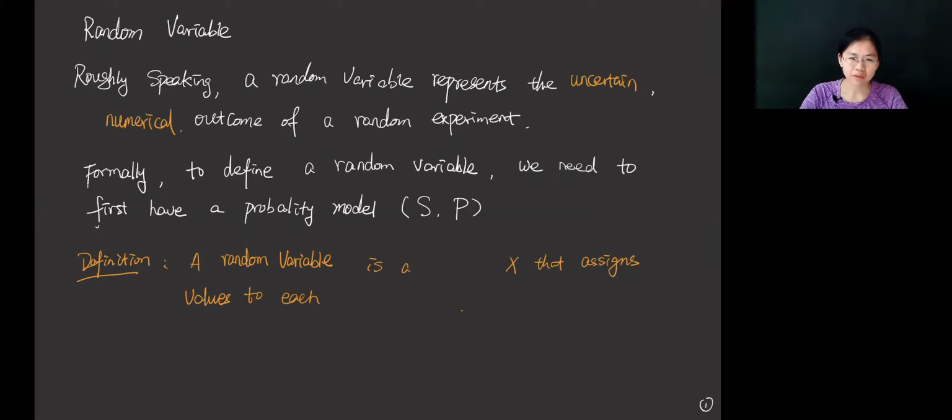More formally, in order to define a random variable, we need to first have a probability model (S, P). The pair (S, P) represents a probability model, where S is the sample space that we discussed before, and P is the probability measure for that sample space. In the context of random variables, the sample space is also called the state space. It represents all the states of the world. And P is the probability measure for the sample space.